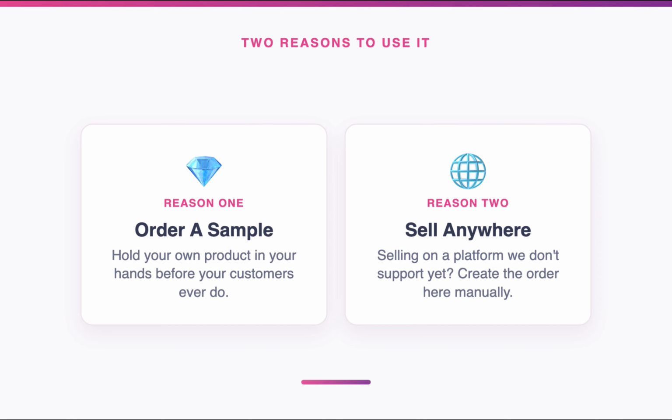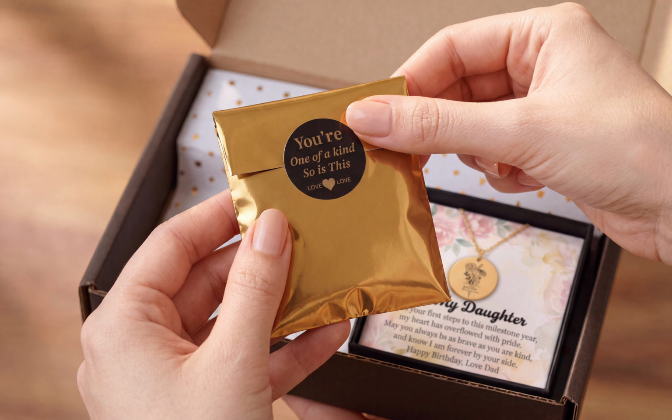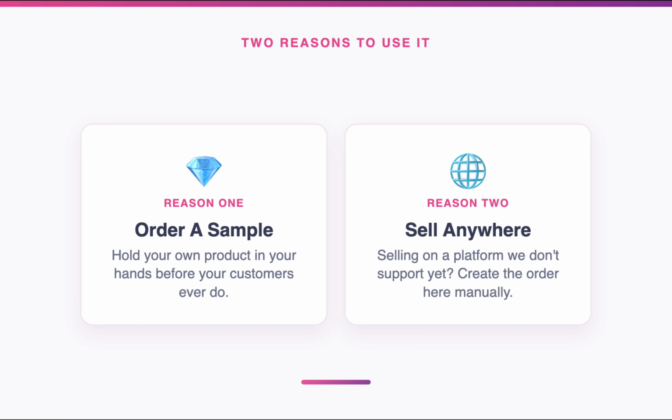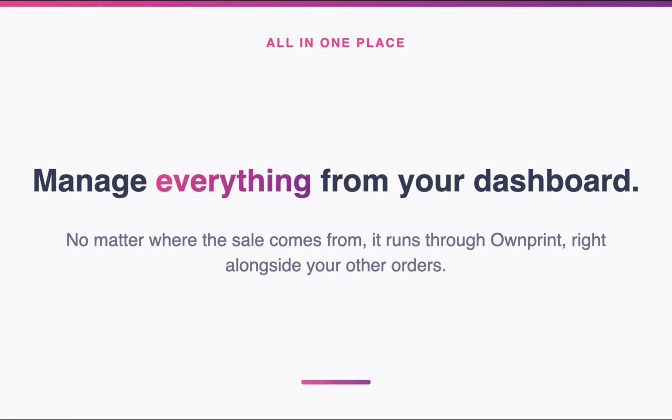First, it's how you order a sample for yourself, so you can hold your product in your hands before your customers ever do. And second, it's perfect if you sell on platforms we don't yet support. You can simply create the order here manually and manage everything from one place, right inside your Ownprint dashboard. So let's walk through it.